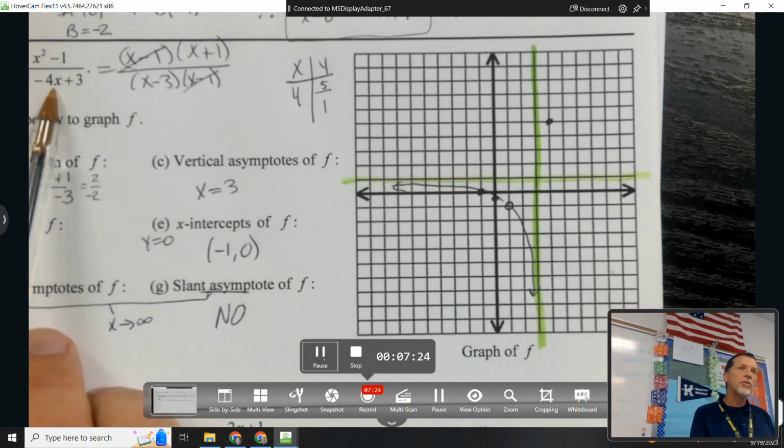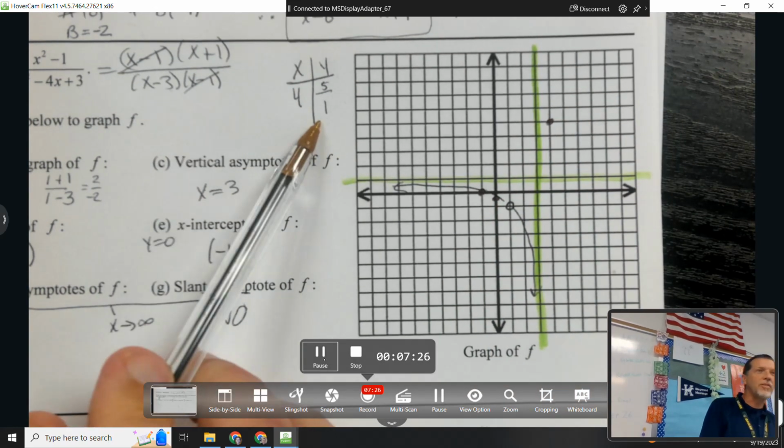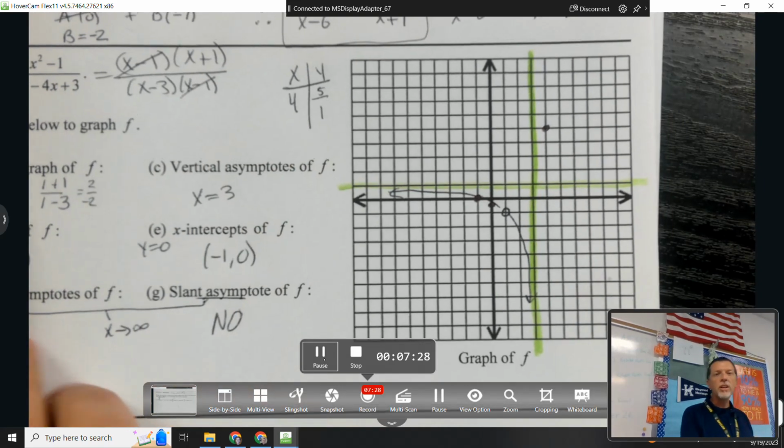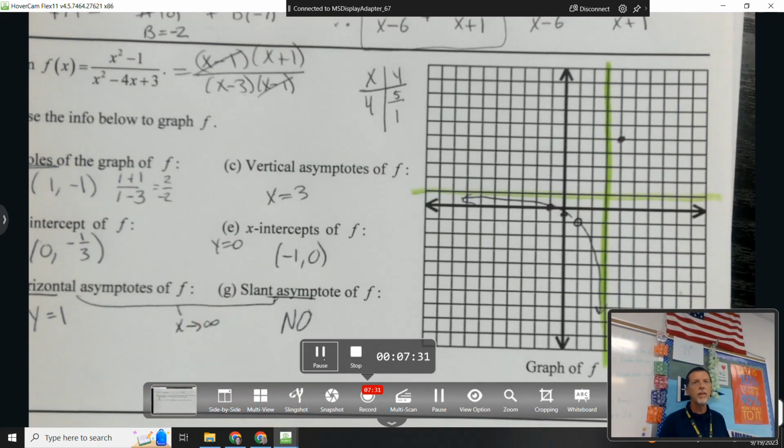Did you put it in the original? Either one will work. You still got 5, I assume. Yeah. You can put it in either one. It's usually easier to put it in the one that's been reduced, but you don't have to.